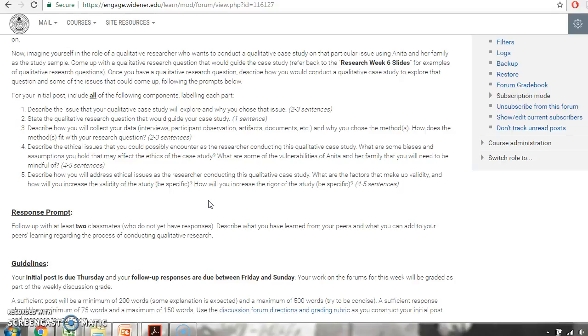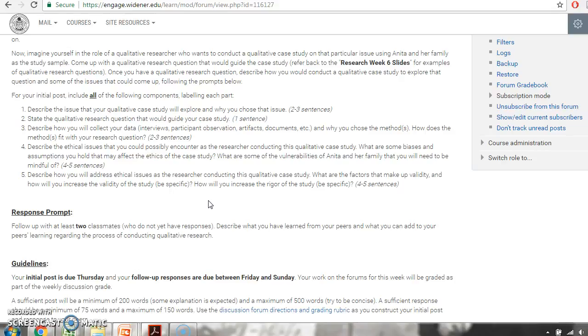Second, you're asked to state the qualitative research question that would guide your case study. And I would encourage you to do that in a question format. When you're stating the research question, actually making sure that it's in a question format can help both you and whoever is reading your study or your presentation of study findings really focus in on what the question is that we're asking. That seems like a simple thing to remind people of, but really putting that in question form I think is important.